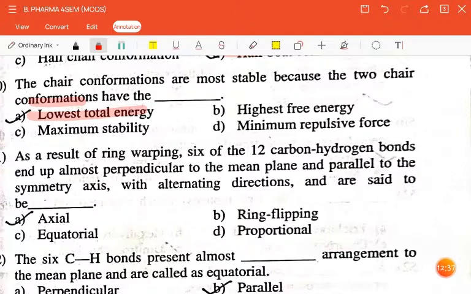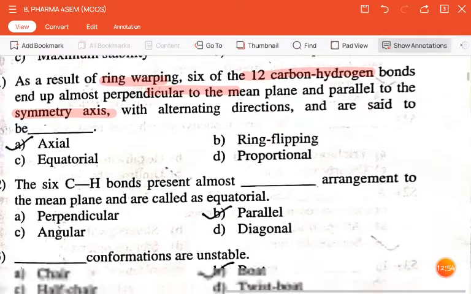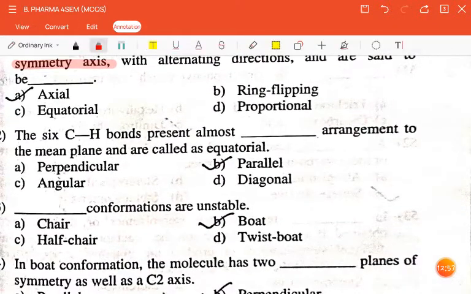The next question is, as a result of ring wrapping, 6 of the 12 carbon-hydrogen bonds end up almost perpendicular to the mean plane, parallel to the symmetry axis with alternating direction, and are said to be axial, ring flipping, equatorial, proportional. So the correct answer is axial. The 6 CH bonds present almost dash arrangement to the mean plane and are called equatorial: perpendicular, parallel, angular, diagonal. So the correct answer is parallel.